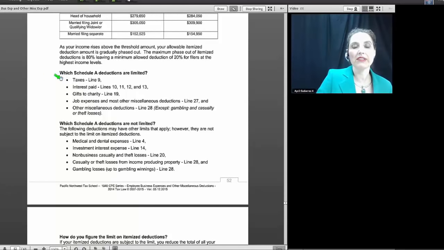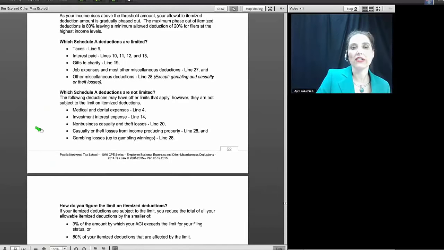Firstly, if you claim a deduction for taxes on Schedule A on line 9, those can be limited. Also, deductions for mortgage interest and other types of deductible interest you paid, gifts to charity, job expenses, and most other miscellaneous deductions claimed on line 8, with the exception of gambling, casualty, and theft losses.